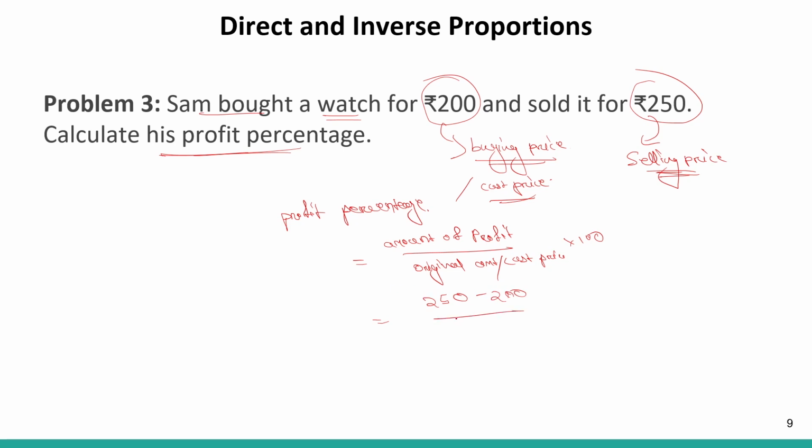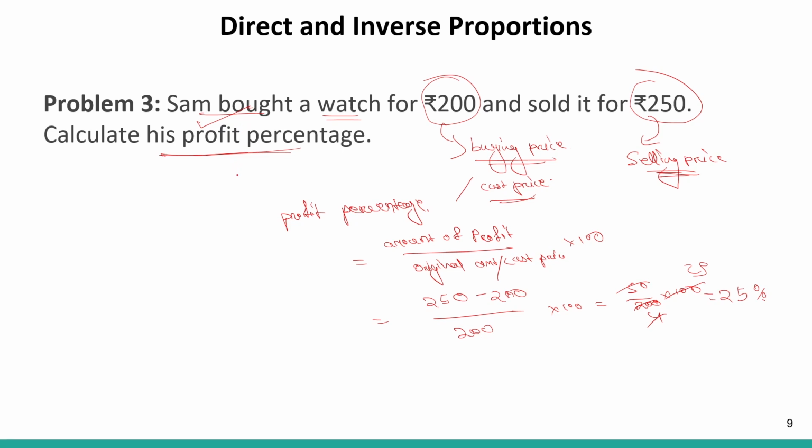Sorry, it is the selling price minus the cost price. So it is 50 by 200 into 100, which is 25. So it is equal to 25%. So the profit percentage must be 25%. Let's go forward with the solution.